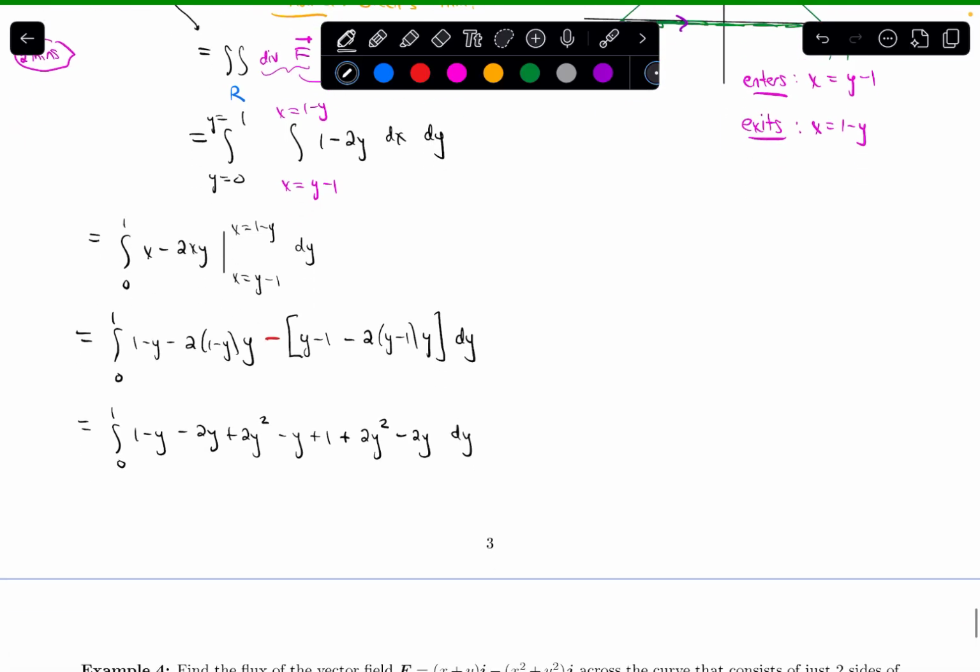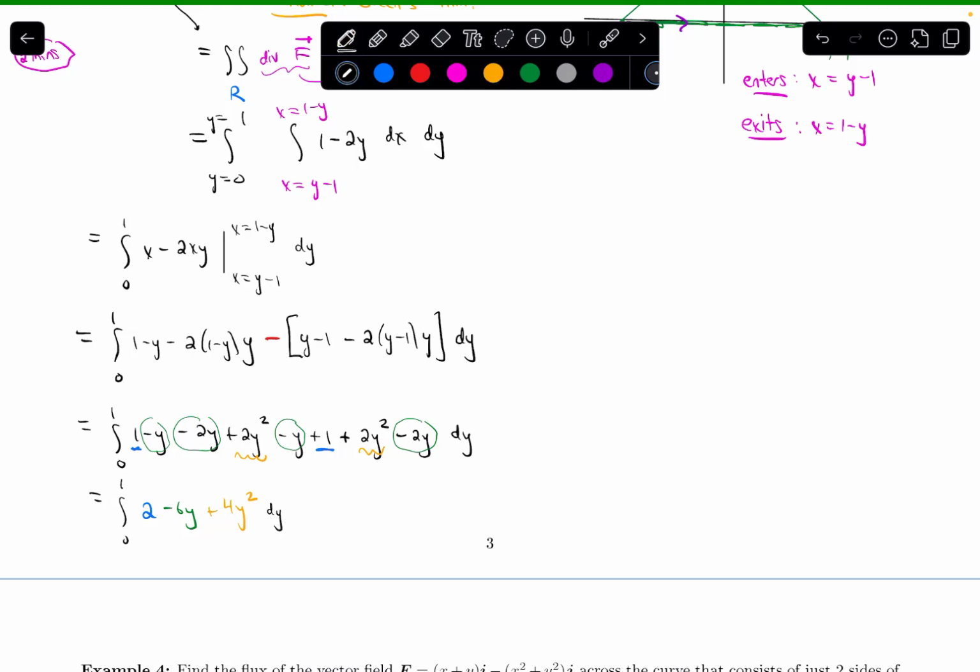So now I have a bunch of like terms that I can combine. So what are the like terms? I got constant terms. I got the 1, I got the 1. So combining those, I'll get integral from 0 to 1. That part becomes 2. And then I have terms that have y's in them. So I got minus y, minus 2y. I got another minus y, and I got a minus 2y. So that becomes minus 6y. And then finally, we got y squared terms. I got 2y squared, and I got another 2y squared. That becomes plus 4y squared dy.